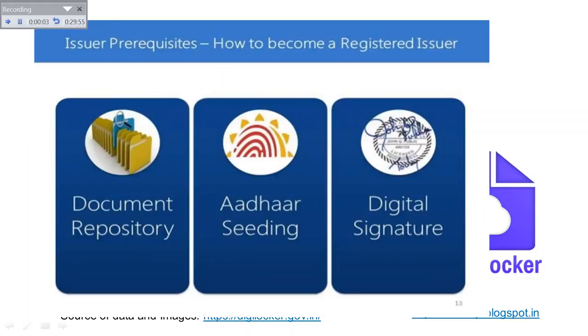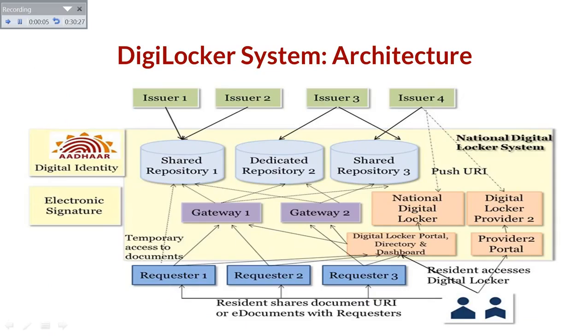What you need is a document repository. That means all documents, whether a marks card, TC, or any other certificate, should be in a digital format. Then Aadhaar seeding: those documents should be linked to the Aadhaar numbers of those students or people. And a digital signature: a signature attested by the institution, which confirms that this student belongs to our college, we are issuing this document, and this is the Aadhaar card number. This is what the architecture would look like. On the left side there is the Aadhaar number and electronic signature, and there are dedicated shared repositories. These are all cloud-based organizations.